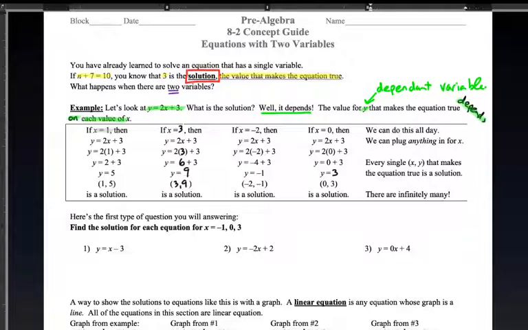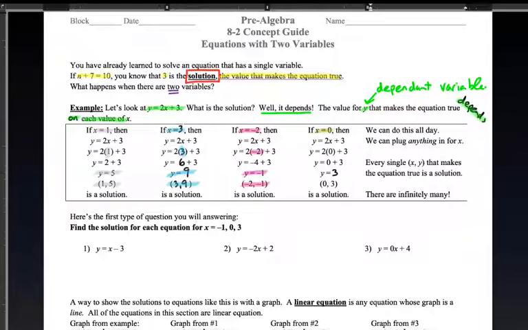So if x equals 1, then we can plug in 1 for x, simplify, and we get y is equal to 5. So (1, 5) is a solution. When x is 1, y is 5. That is a solution. But what if x is 3? Well, we can plug in 3 for x and get 6 plus 3 is 9. So the solution is (3, 9), where x is 3, y is 9. Well, what if x is negative 2? We do the same thing. We plug in, we simplify, and when x is negative 2, y is negative 1.